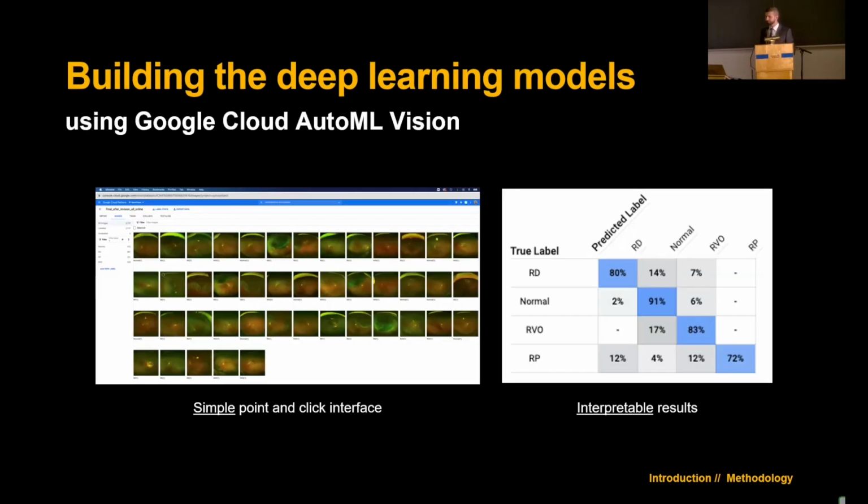Our ophthalmologists built the deep learning models in a no-coding platform that they accessed using their internet browser, whether it is on their phone or their computer. They used a simple point-and-click interface to upload the images and adjust their labels. Hours later, the platform provided us with interpretable results on how well the model could diagnose the retinal disease.